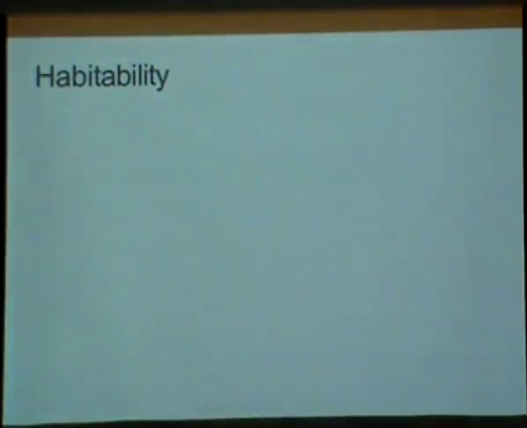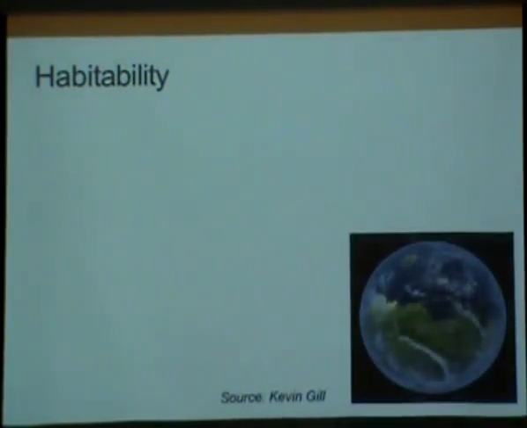Now, we talked about life. That's a big issue in astrobiology. Another one is habitability. So what is habitability? For example, this world could be habitable. It's actually not our world. It's a depiction of another world.